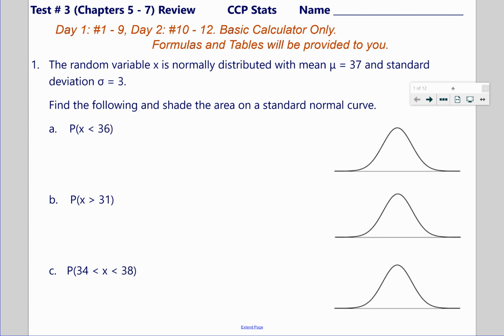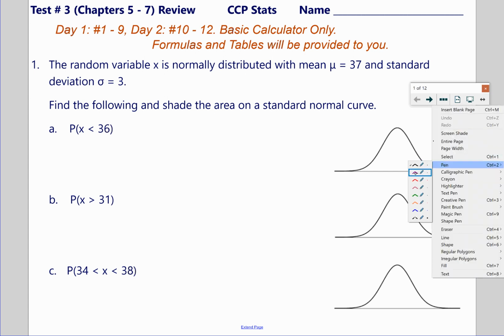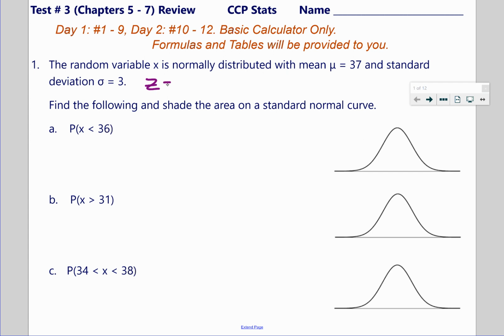Starting with this one, it says the random variable x is normally distributed with a mean of 37 and a standard deviation of 3. Find the following and shade the area on the standard normal curve. All right, so what we're given here are x values. We need to convert them to a z-score first before we can find the probability on our z-chart. So you need the following formula. And again, you're going to be given all your formulas and your tables. X minus the mean divided by the standard deviation.